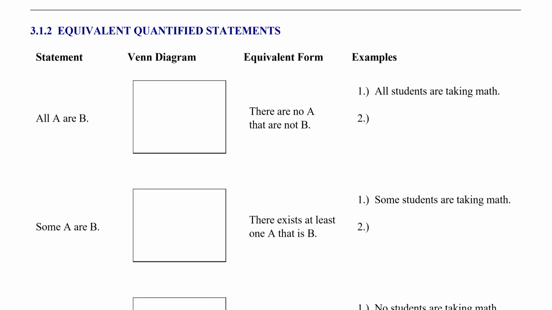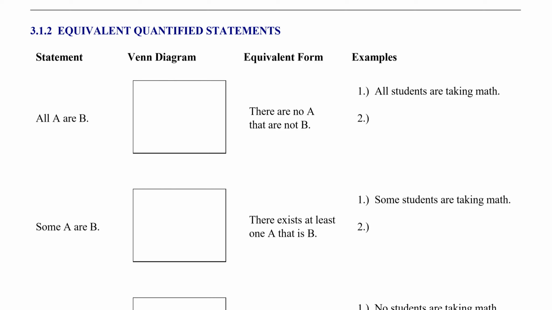We have learned that a statement is a sentence that is either true or false, and that quantified statements contain words like some, all, and no. In section 3.1.2, we're going to examine equivalent quantified statements. In the English language, there are several ways to express one particular thought. If we have a quantifier, there are equivalent ways, constructed differently, that still express the same idea. There are patterns associated with this type of language, and we're going to examine those patterns.